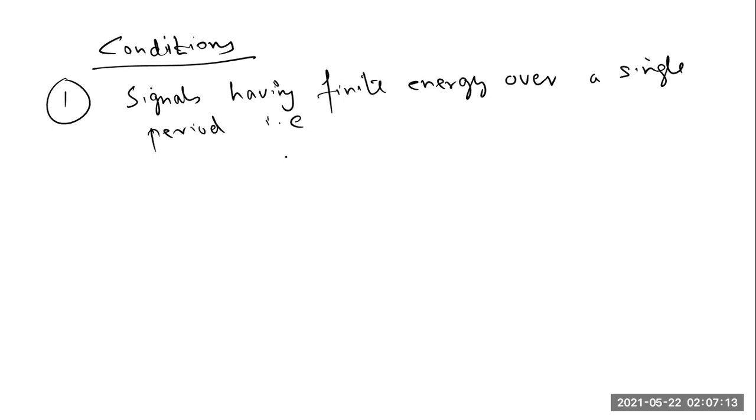That is, mathematically, it means if you have a periodic signal, if you take its energy, that is, take its magnitude, square it, and then integrate it over one period. And if this answer is less than infinity, it means this signal has finite energy over a single period. If any periodic signal fulfills this condition, then it will have a Fourier series representation.